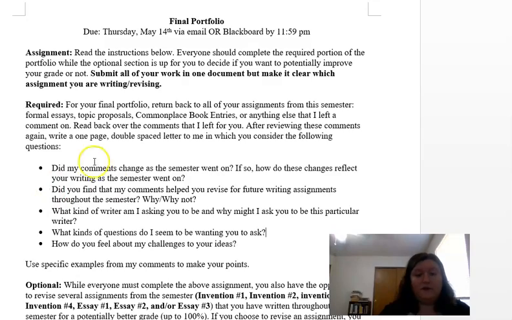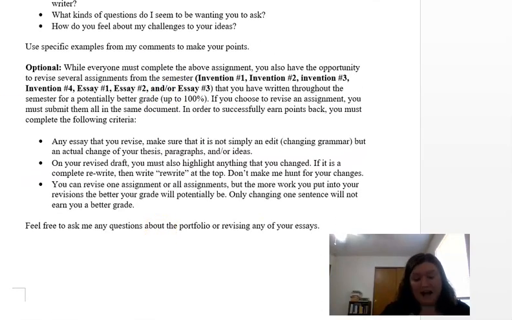In addition, if you would like to, there's a second part that's optional, and that allows you to revise one or all of the assignments we've done this semester. This does not count commonplace book entries. The original assignment only allowed formal essays to be revised, but because of the coronavirus and all this crazy moving online, I am giving everybody the opportunity to revise inventions as well. So if you need to revise one or all four of the inventions, or one or all three of the essays, to potentially get a better grade, you can.